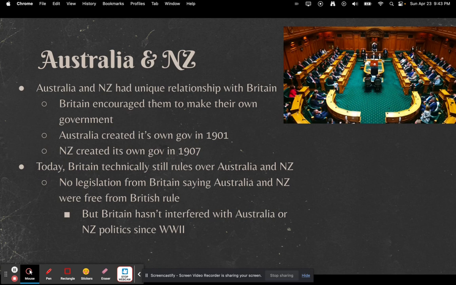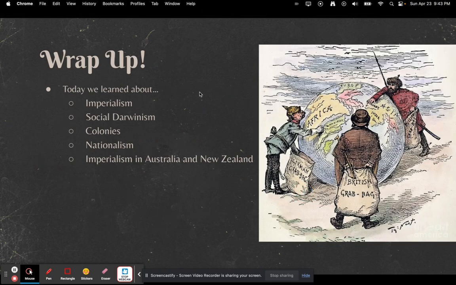Today, I don't 100% understand how this all works, but Britain technically still rules over Australia and New Zealand. They're called Commonwealth countries. There is no legislation in or from Britain saying that Australia and New Zealand were free from British rule, but Britain really doesn't have anything to do with Australia and New Zealand, and they haven't interfered with any of their politics since World War II. Yeah, kind of crazy.